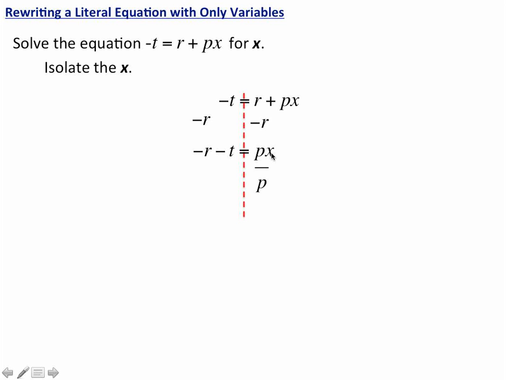So in order to get rid of the times, I would do a division. Whatever I do on the right, I have to do on the left. So I just have really negative r divided by p and negative t divided by p, which I can just write as a one-piece kind of thing like that. Okay? So negative r minus t, all that divided by p, is equal to x.